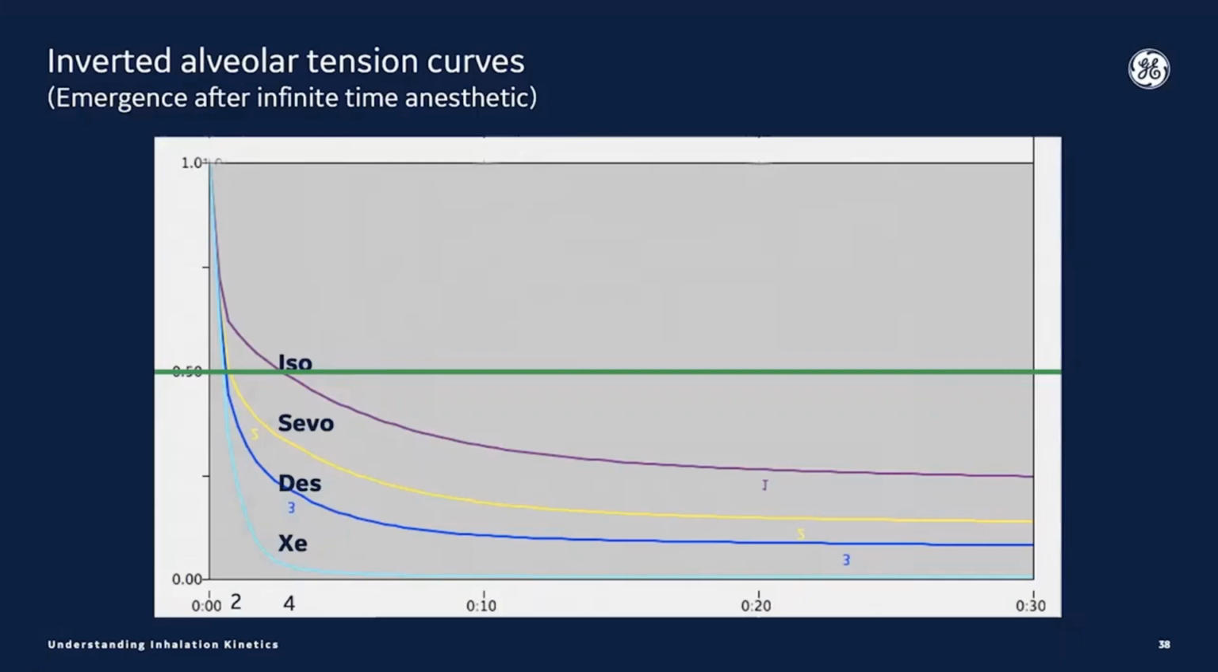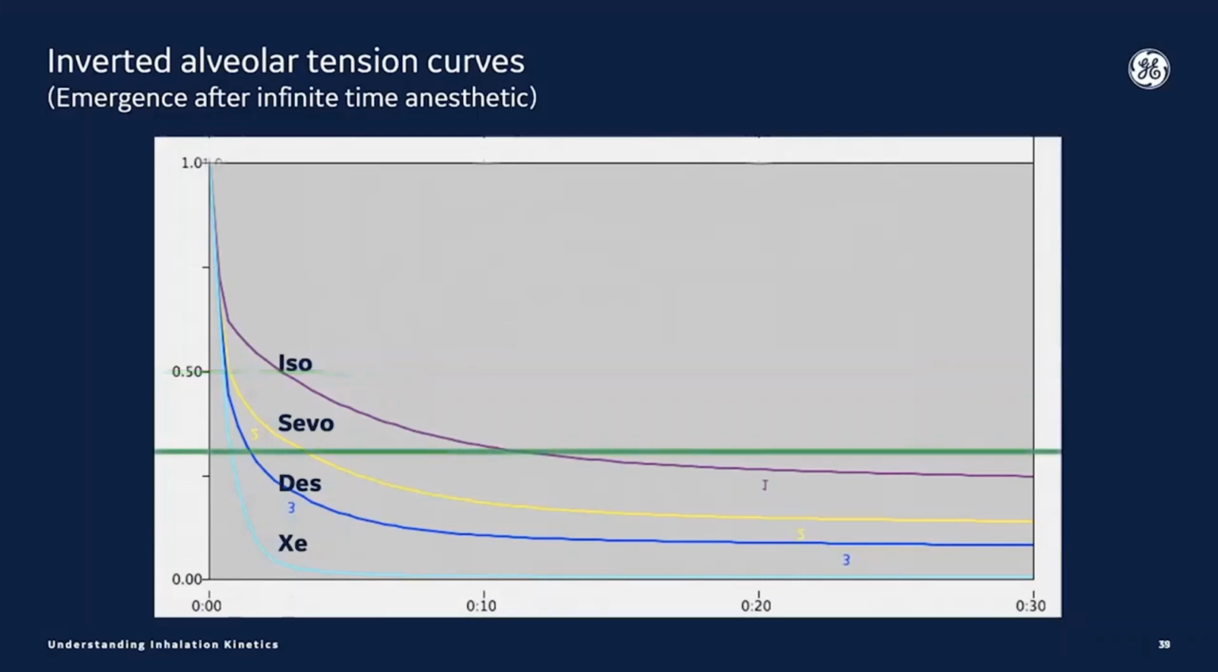But it isn't the half time we care about for waking a patient up. We want to get it down by 67%. That is, we want to get down to 1/3 of MAC. So here's a line that I've drawn at 1/3 of MAC. And what we see is this is the amount of time it takes to reach that level for the 4 drugs I've depicted here. Isoflurane takes about 12 minutes, sevoflurane about 4 minutes, desflurane about 3 minutes, and xenon would be about 2 minutes.